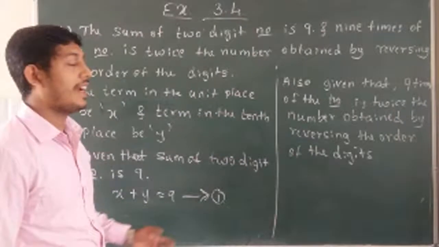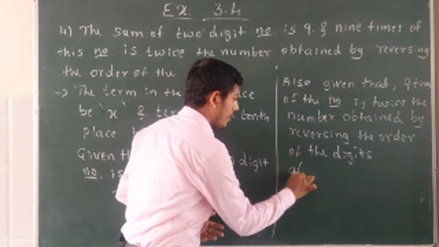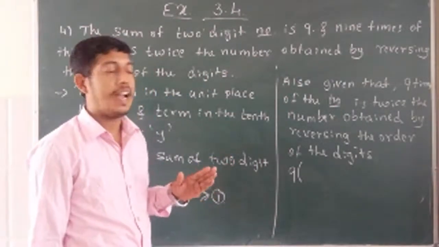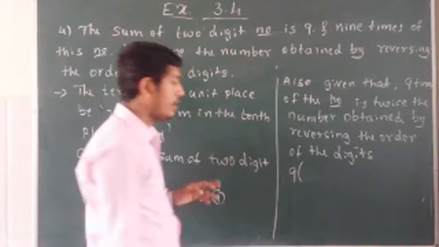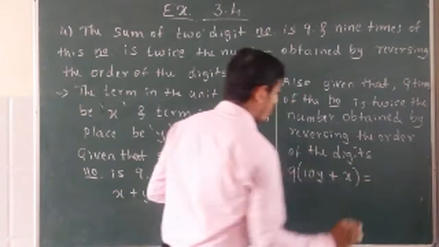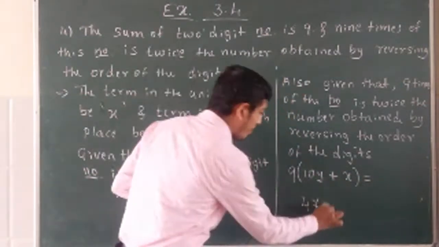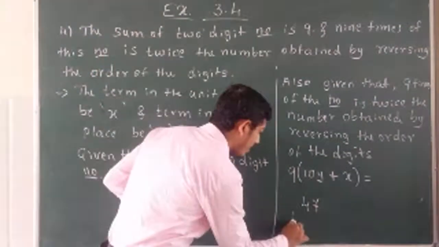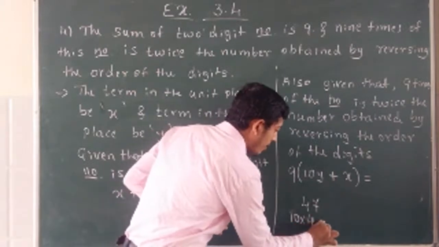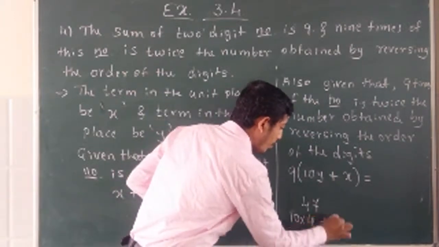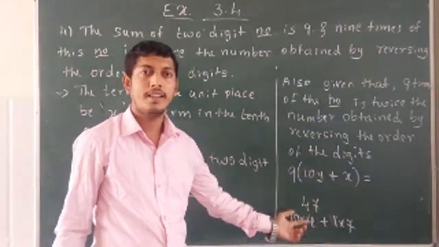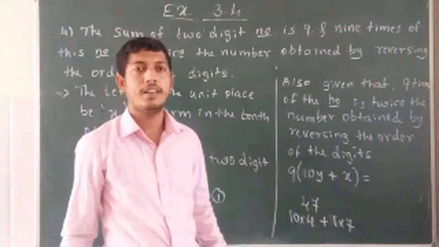So 9 times the number. In the unit place the number is x and in the tenth place it is y. So that's why I will consider 10y plus x. I'll consider the same example 47. How can we expand this? We can expand this as 4 into 10 plus 7 into 1. So 10 into y, and x.